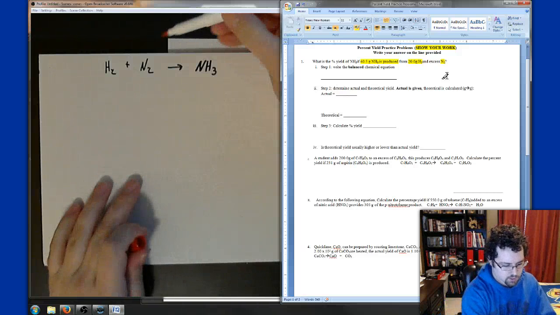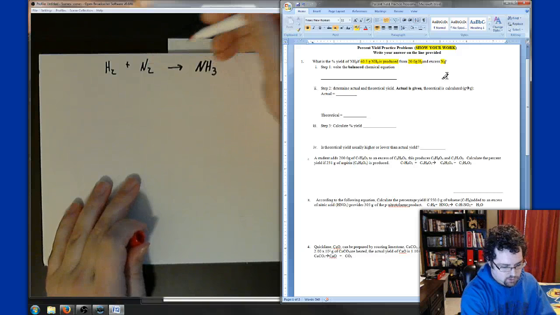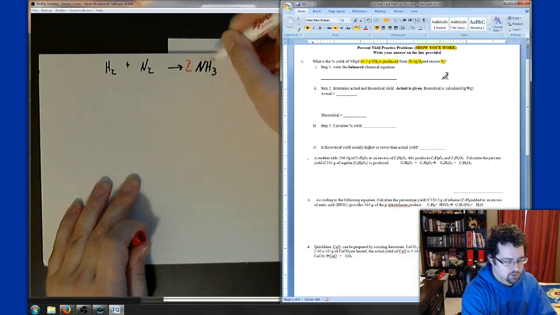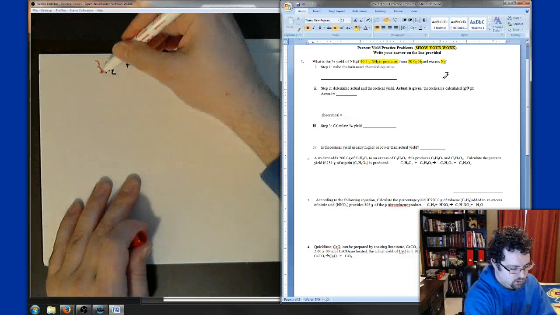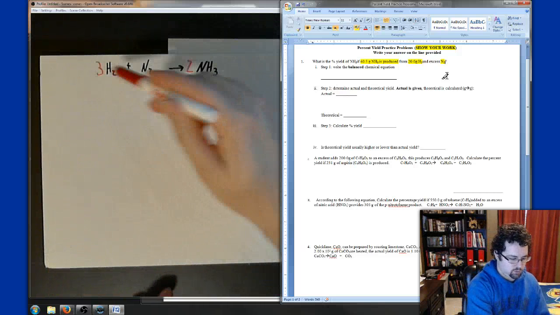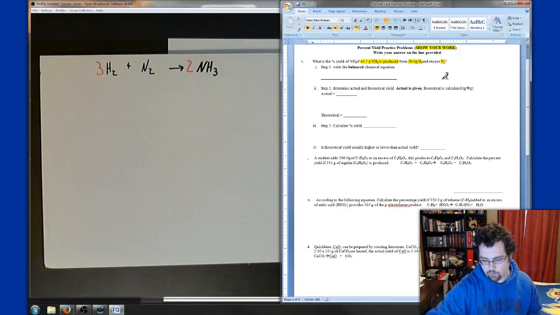If you look at the N, I got 2 here, so I need a 2 in front of this to get 2 nitrogens. That's going to give me 6 hydrogens, so I'm going to need a 3 over here to get 3 times 2 is 6 hydrogens on the left. So 3, 1, 2 are my coefficients for this chemical reaction. Alright, that wasn't too bad.